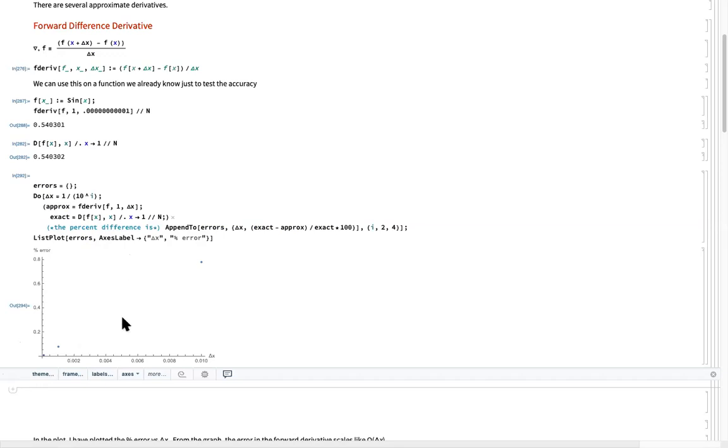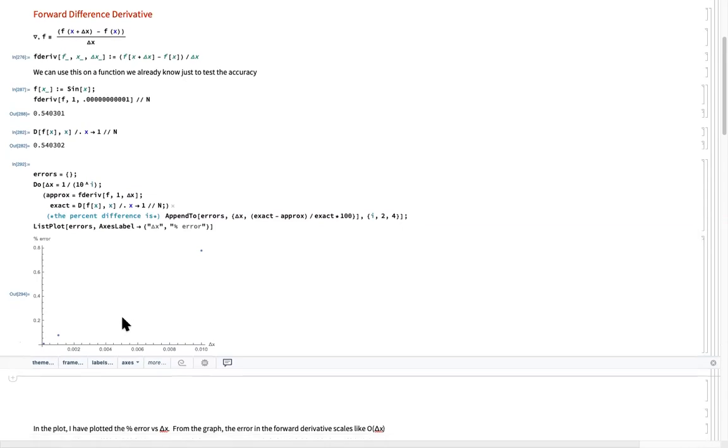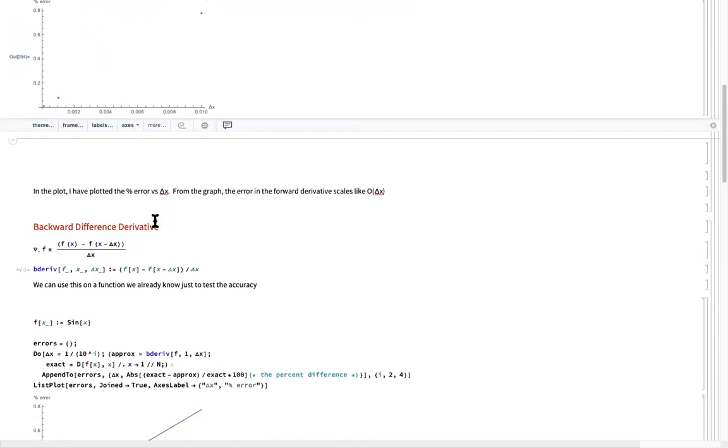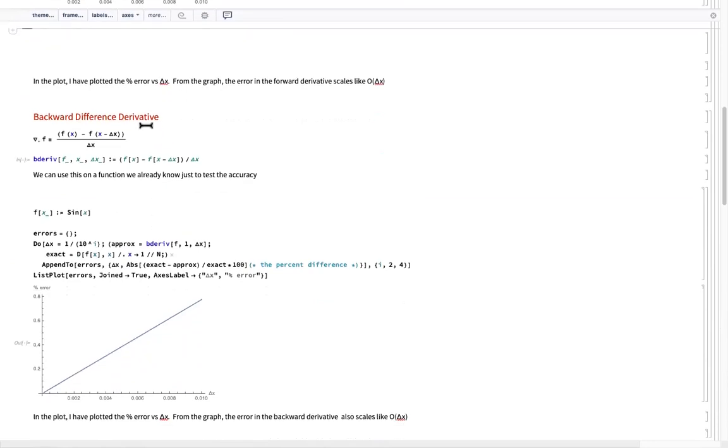Okay, that's a forward difference derivative. Well, no surprise, all we're going to do is change the coding a little bit, and then we'll come up with a backward difference derivative. That's what I was trying to say earlier. So in the graph, you can see the percent error versus delta x, and it scales like delta x to the first power, linear.